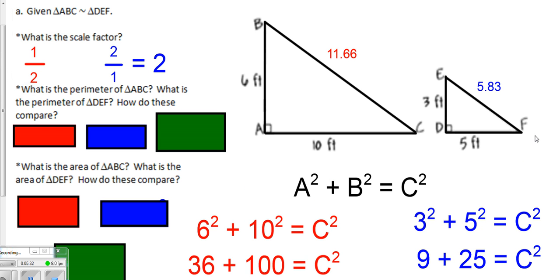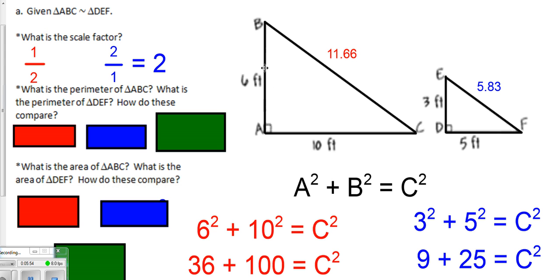So this one would be 5.83, and in fact that does fit our scale measurements. 5.83 times 2 would get us up to 11.66. Or going the other direction, 11.66 times 1/2, or 1/2 of this, is 5.83. So these still fit our scale factors.